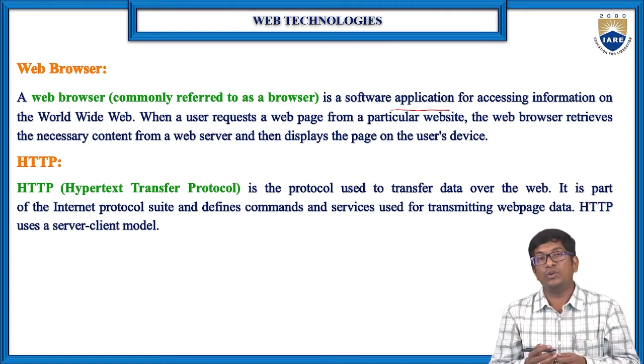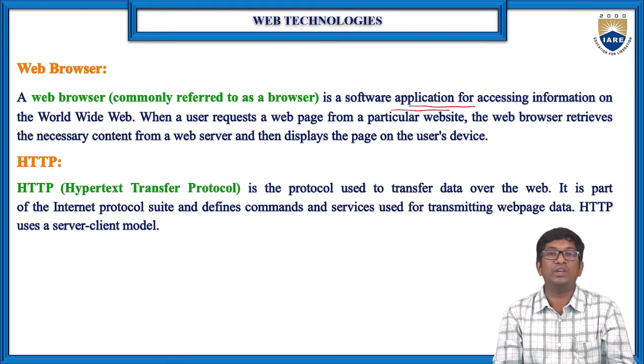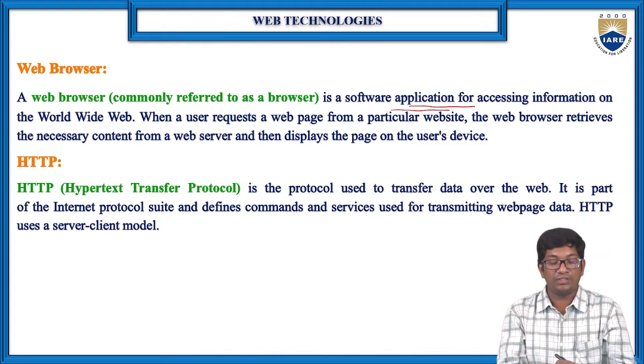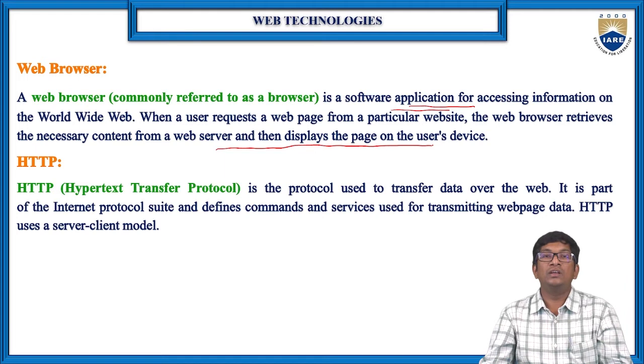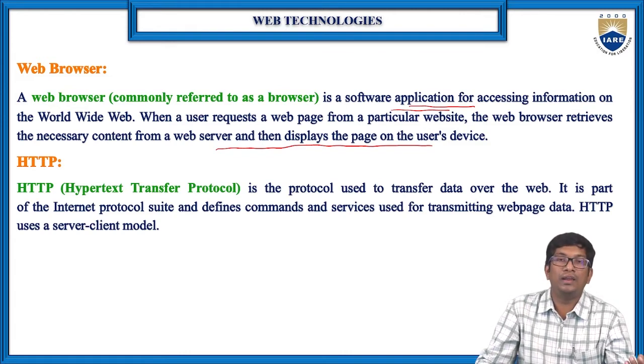Right? So what is a web browser? It is a software application for accessing information on the World Wide Web. When a user requests a web page from a particular website, the web browser retrieves the necessary content from a web server and displays the page on the user device. Suppose we need some information about Zomato, or we want to purchase some food. We have to install that app and enter that URL.